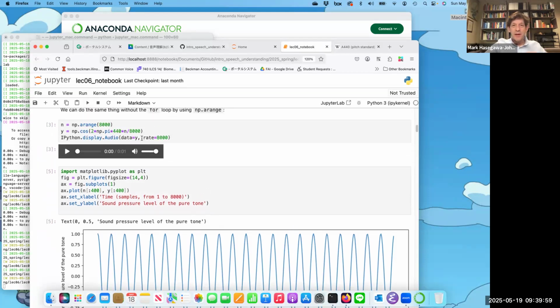That's the sound that when we play it back at a rate of 8,000 samples per second, it sounds like this.